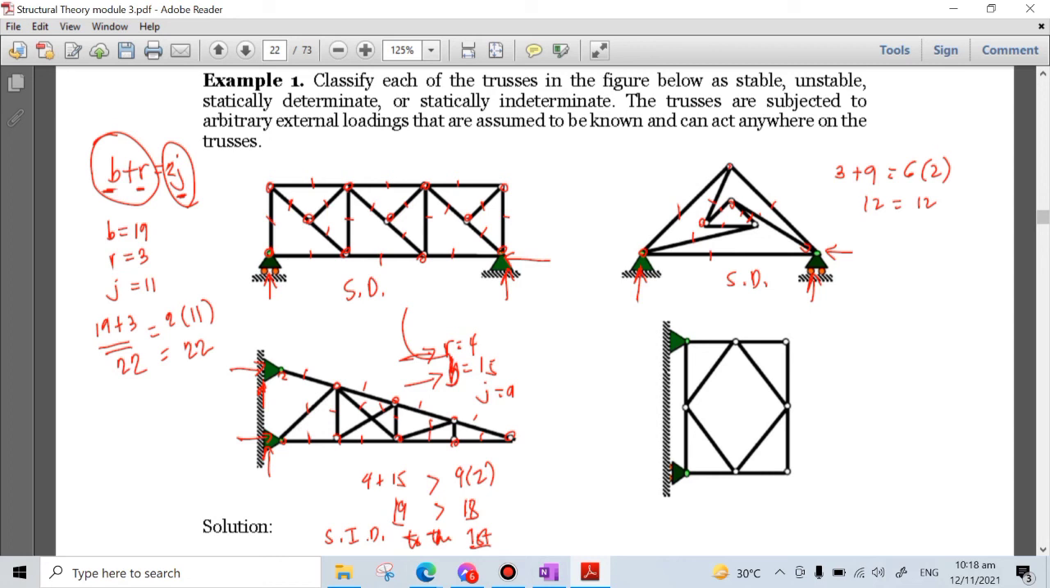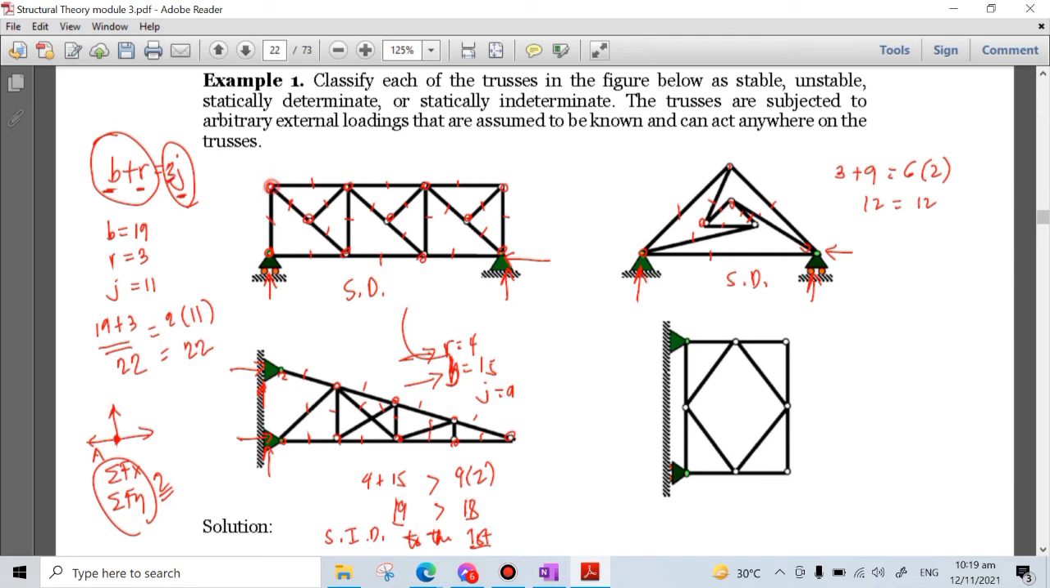Kung mapapansin ninyo, pag nag-joint method tayo, halimbawa sa joint A, ang magagamit lang natin na equation dito ay summation of forces horizontal, summation of forces vertical. We only have two equations to be used sa joint method. Nagagamit lang natin yung summation of moment doon sa section method. Pero sa joint method, hindi natin nagagamit yung summation of moment kasi magsisiro lang naman siya pag nag-moment ka dito.